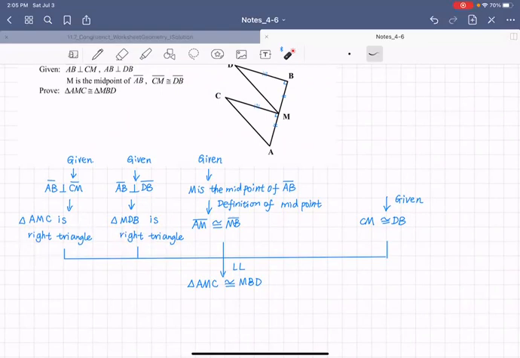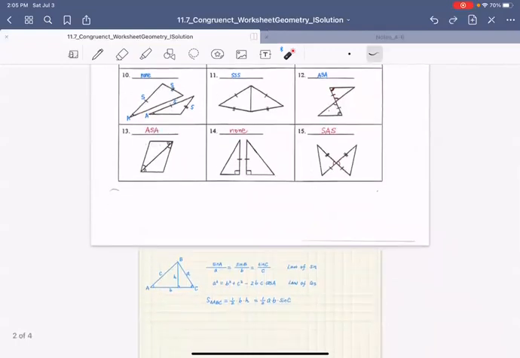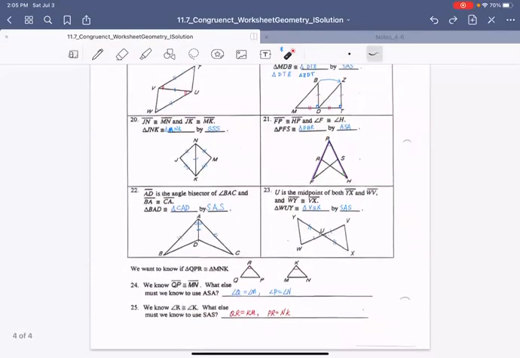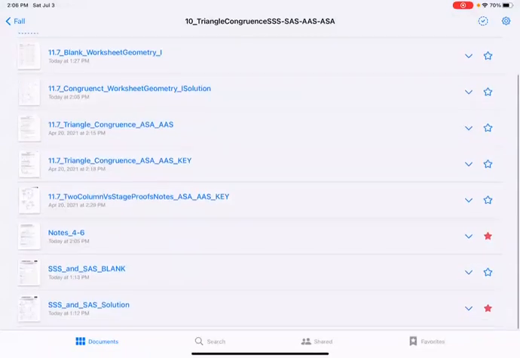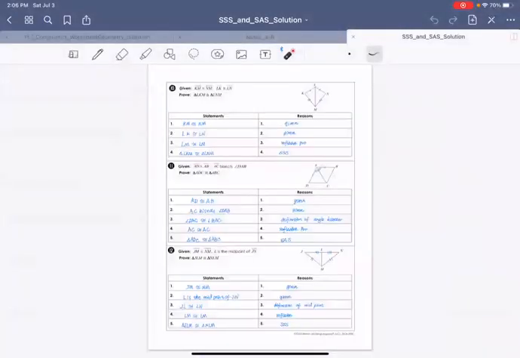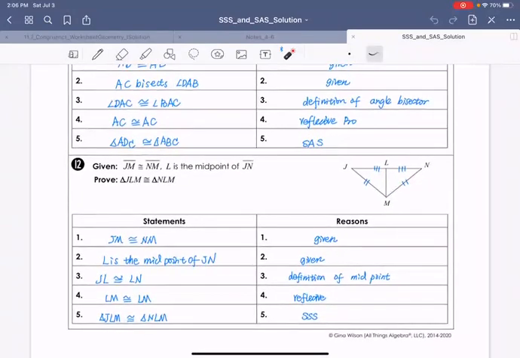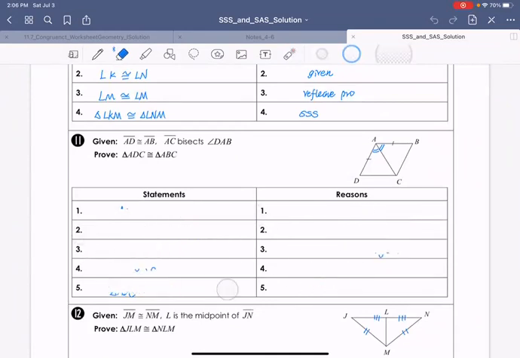Those questions are not hard. You can try to finish all those by yourself. I want to focus on the proof part, okay? Now let's see an example here. We have to come back to the two-column proof.